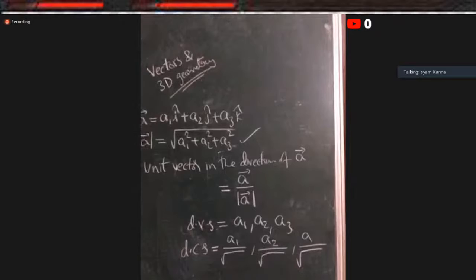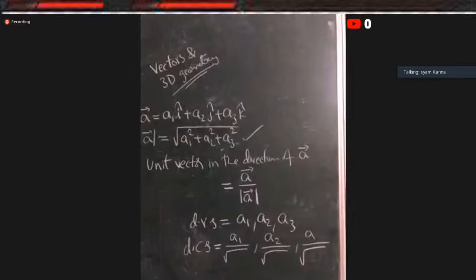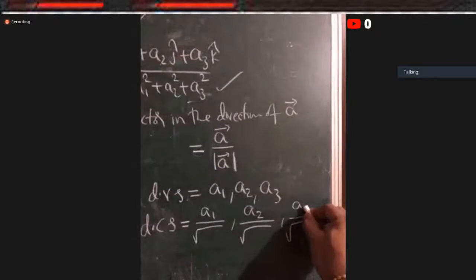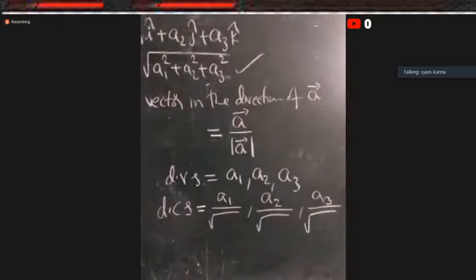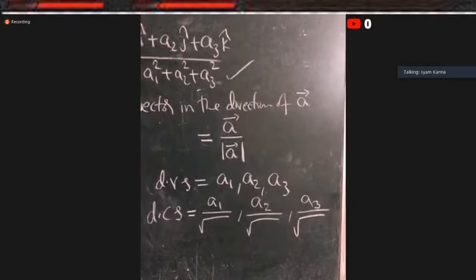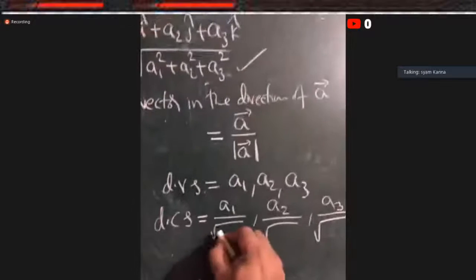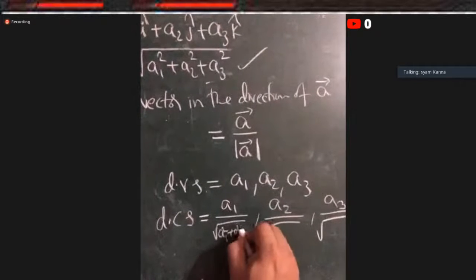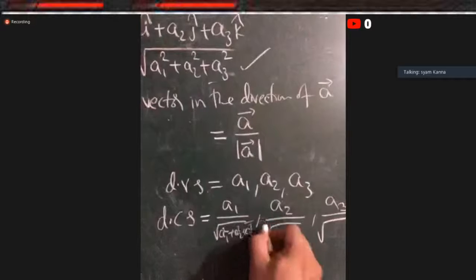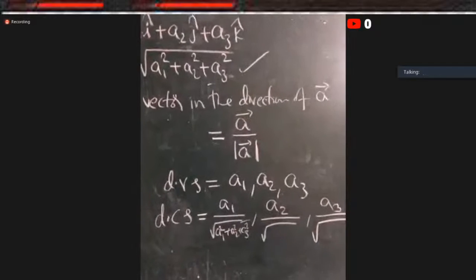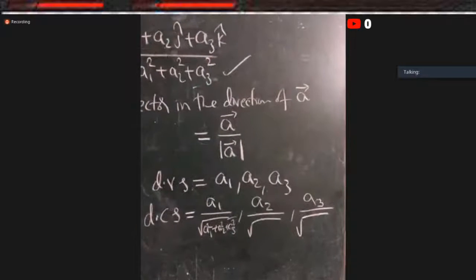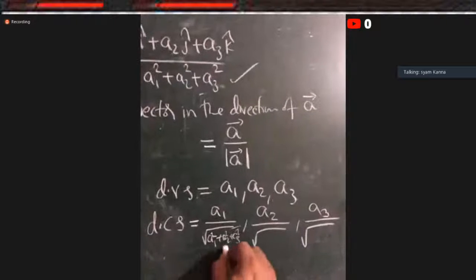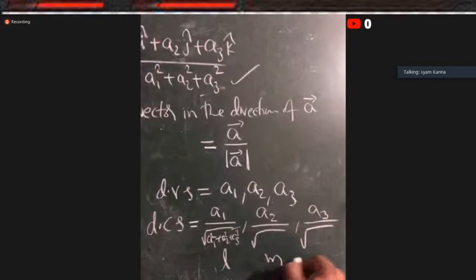Direction ratios, the direction cosines. Sorry, I didn't write three. Generally, can you write in this root what will come? A1 square plus A2 square plus A3 square will come like that. You have to write in these two places also. Direction cosines will be generally denoted by L, M, N.